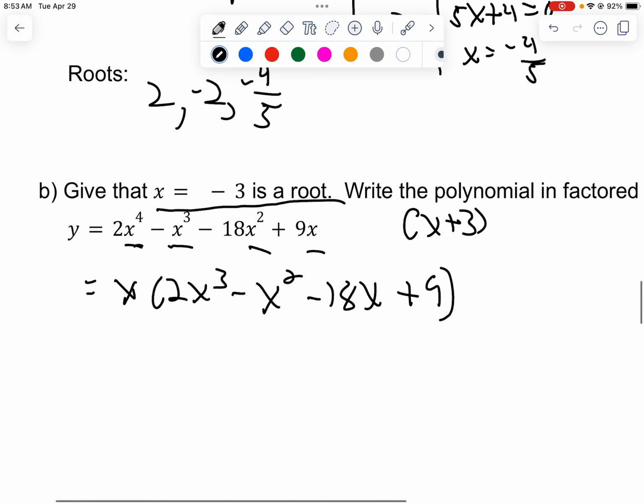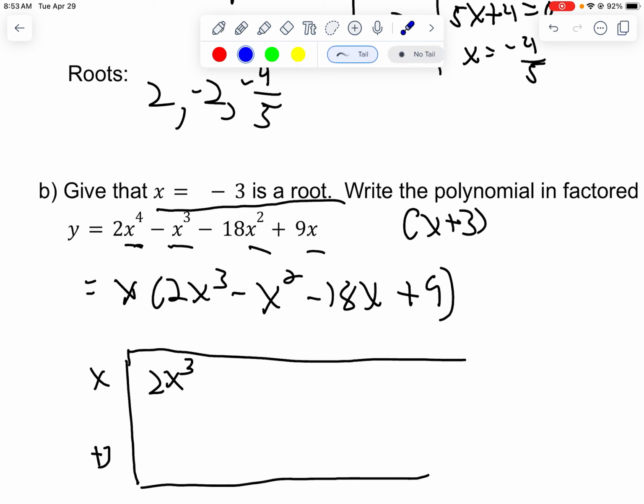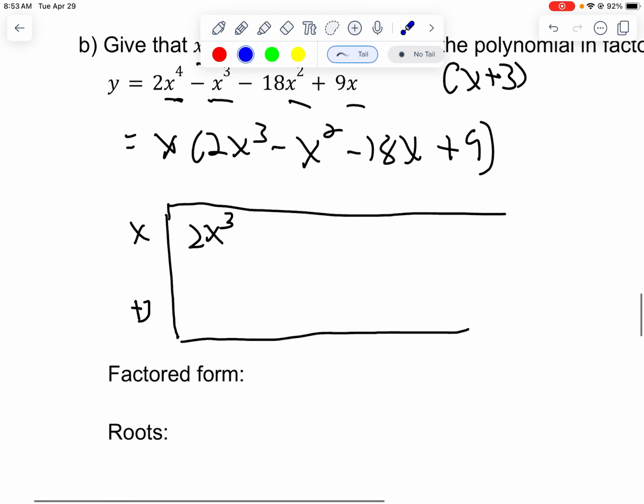So we start with the 2x cubed here, the first term. Okay, and we put the factor x plus 3. Notice I am not including this x. I had to pull it out. You got to do that first. All right, I don't think your quiz will have this, but this is a good example. So we do this.